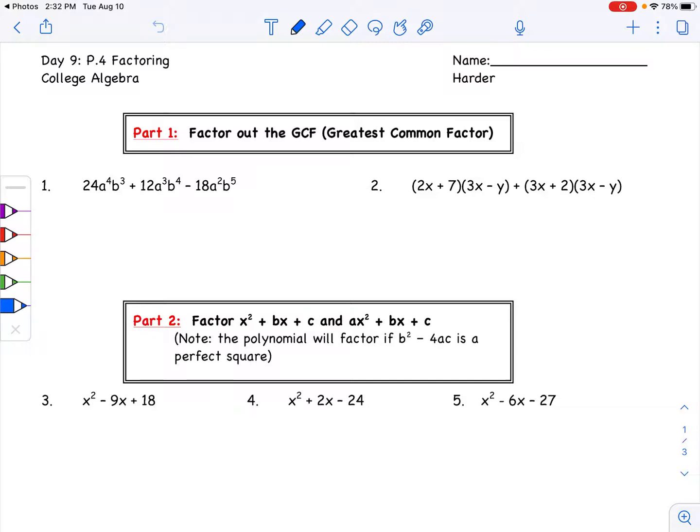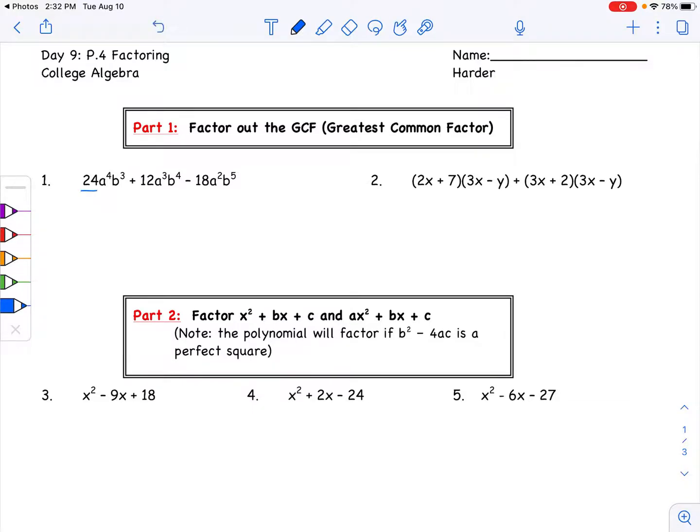First thing you want to do whenever you factor is look for the GCF. The GCF stands for greatest common factor. This will make your life so much easier if you look for it first. Looking at this first example, 24a^4b^3 plus 12 and so on, a lot of things. Let's look at each term in particular and see the greatest common factor I can divide out.